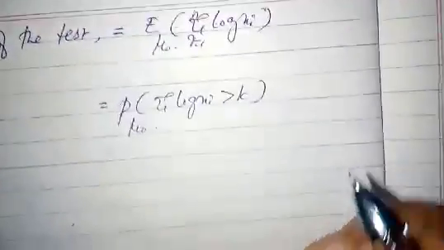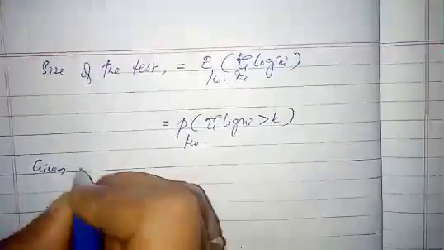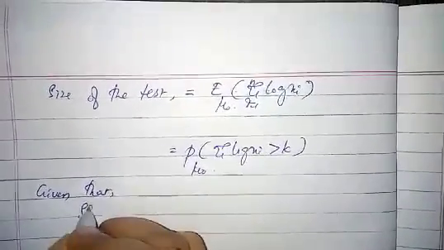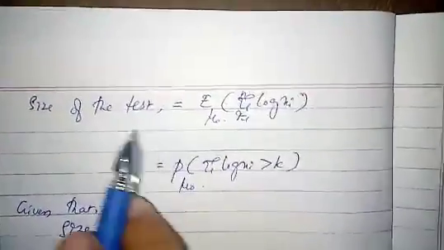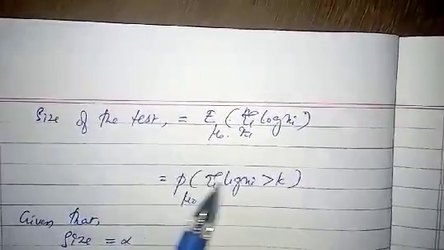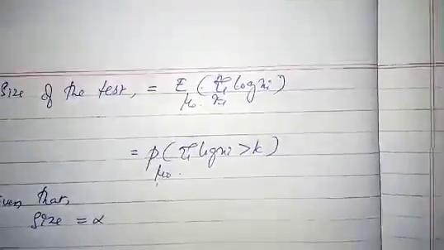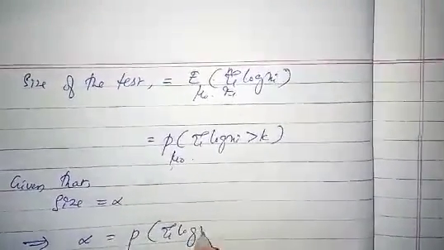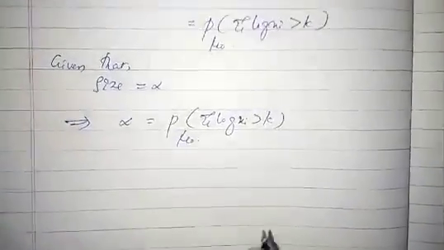And here it's given that the size of the test is equal to alpha, right? So the size of the test is the probability of summation log xi greater than k under mu naught, and in the question it is given that the size of the test equals alpha. Then we can write alpha equal to the probability of summation log xi greater than k under mu naught, right?